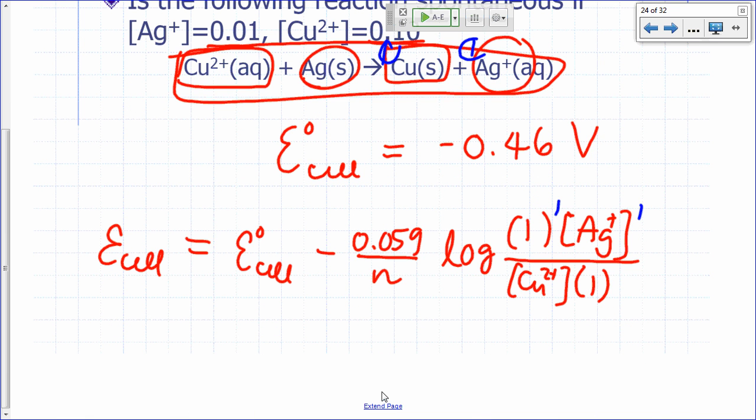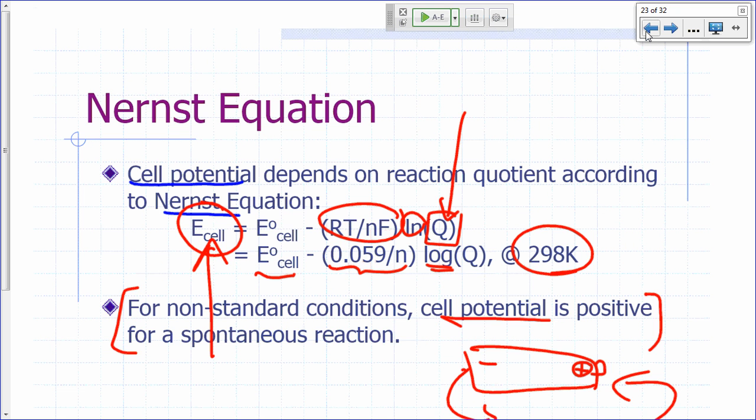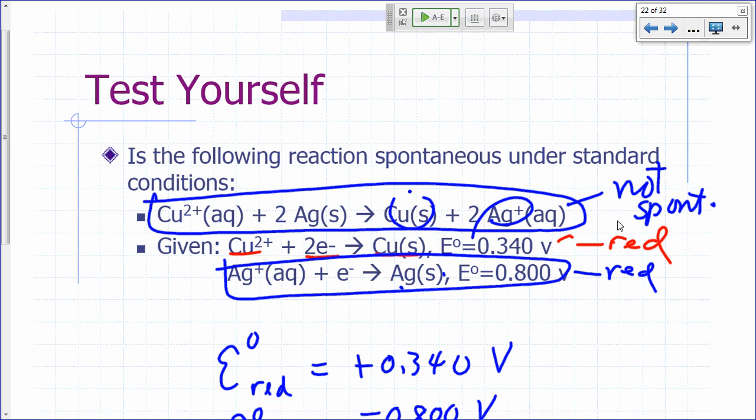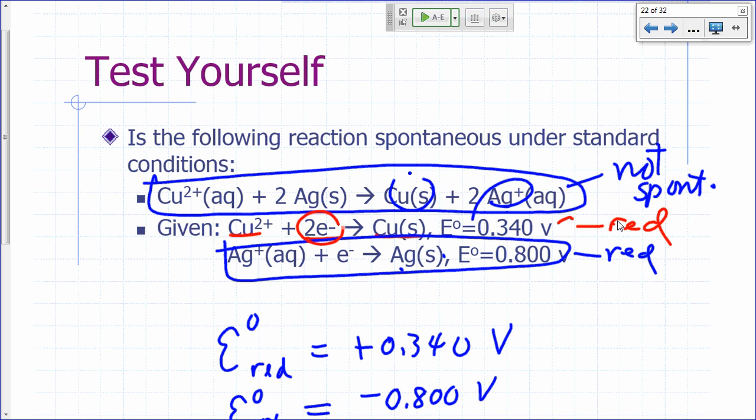So what's our standard cell potential? Negative 0.46 volts plus 0.059 over N. What is N? N is the number of moles of electrons transferred per mole of reaction. So let's go back to this expression right here. How many electrons are transferred per mole of reaction? 2, right? This happens twice. Every time the reduction happens once, the oxidation of your silver happens twice. So 2 electrons transferred. N is the number of electrons transferred in your balanced equation.